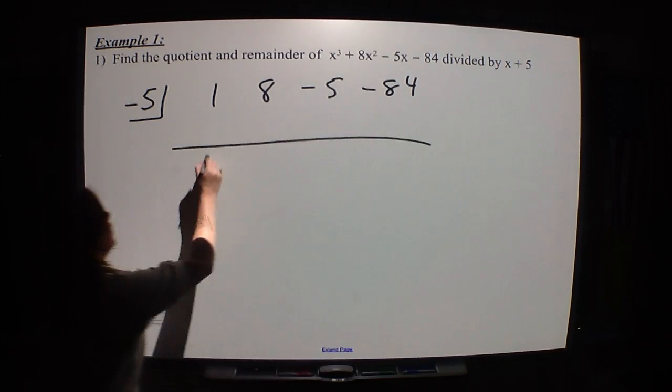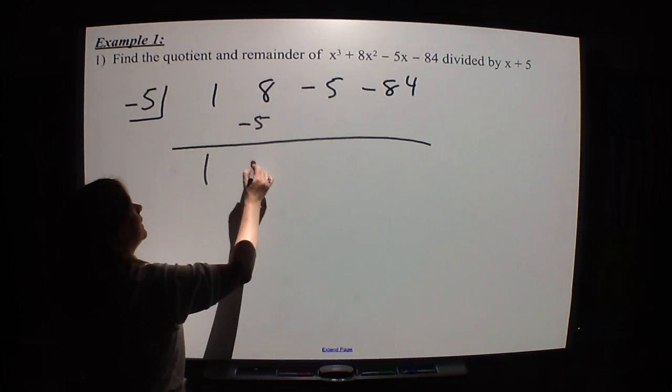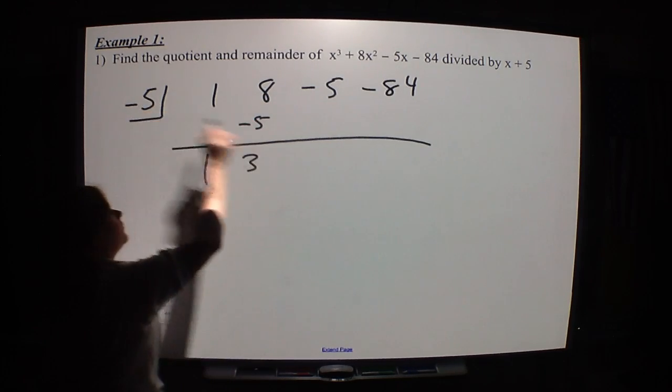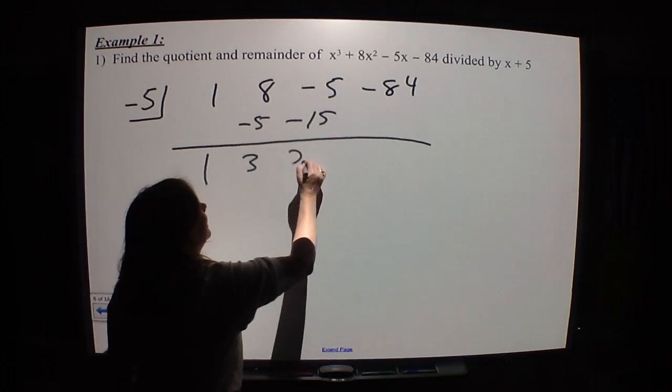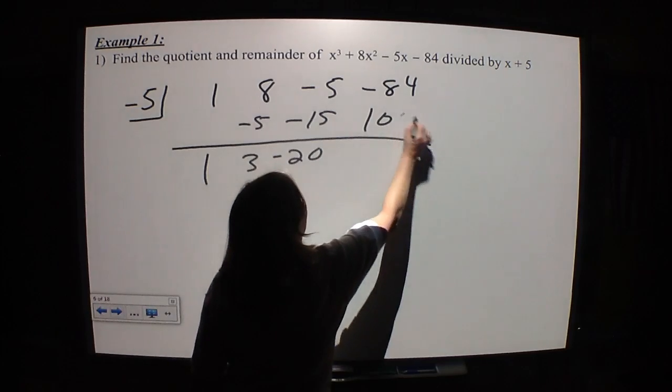So bring down your 1. 1 times -5. 8 and -5 is 3. Multiply. Add. Multiply. Add.